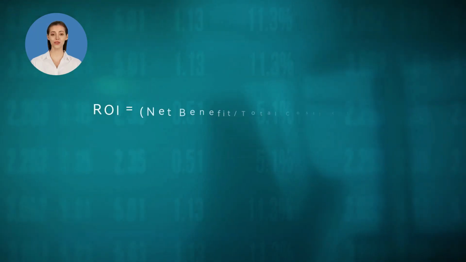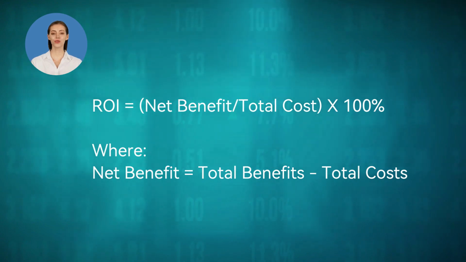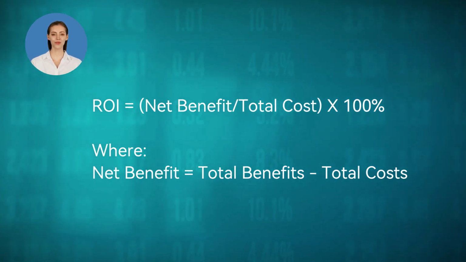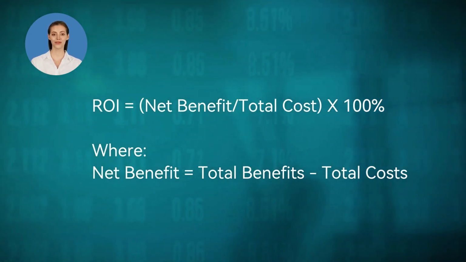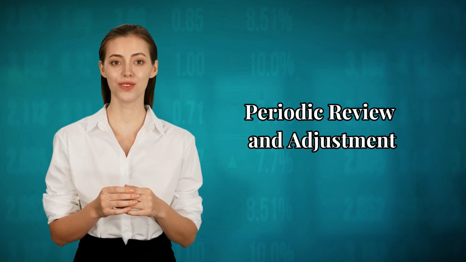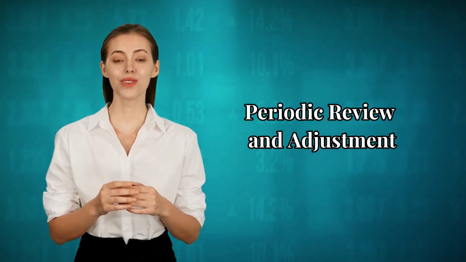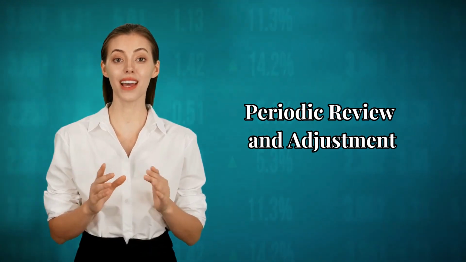onboarding using the formula: ROI equals net benefit divided by total cost, multiplied by 100%, where net benefit equals total benefits minus total costs. Continuously monitor and review the effectiveness of VR-enabled onboarding and make adjustments as needed to optimize ROI.